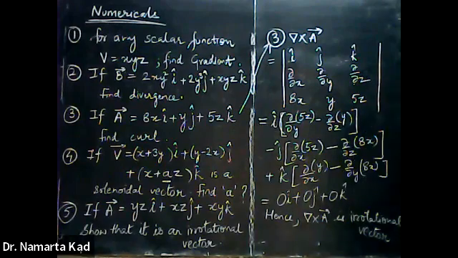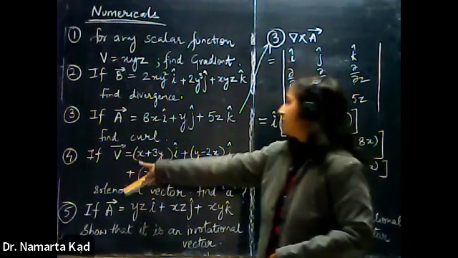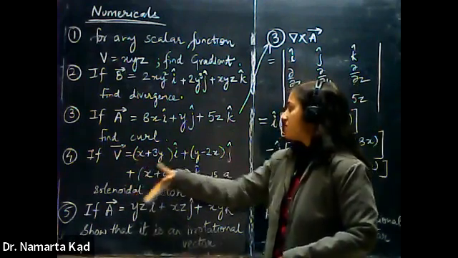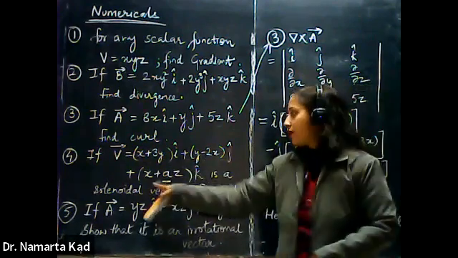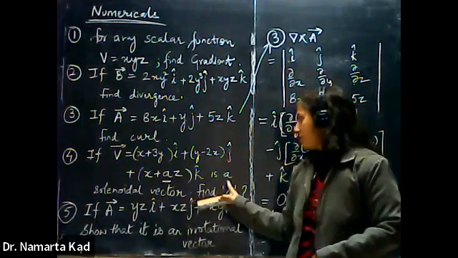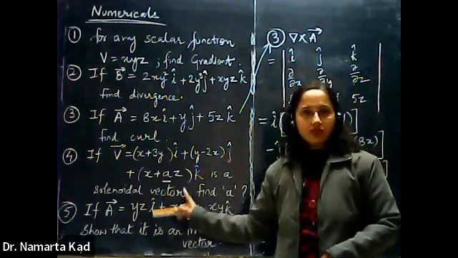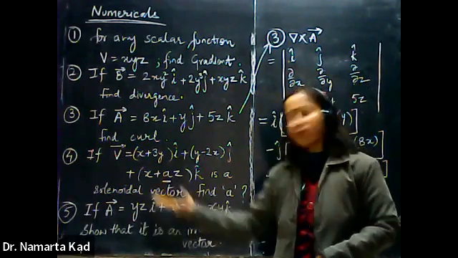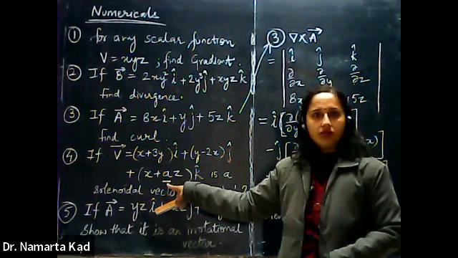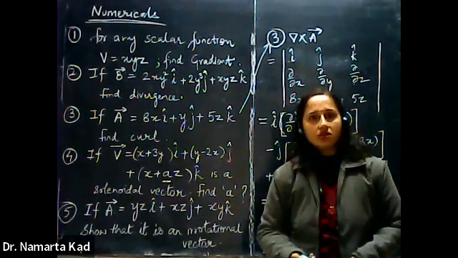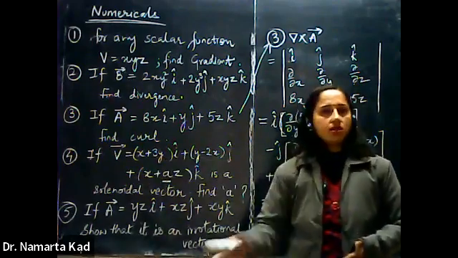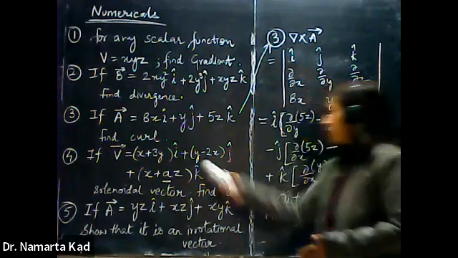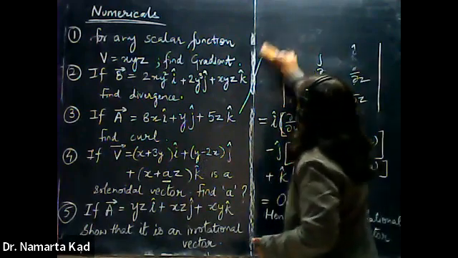Now let's start with the fourth question. In the fourth question, a vector is given, that is v vector is equal to (x plus 3y) i cap plus (y minus 2x) j cap plus (x plus az) k cap, and it is a solenoidal vector. The condition is given here that it is a solenoidal vector and you have to find the value of a. And what is the condition for a solenoidal vector? If del dot this v vector is equal to 0, then it is a solenoidal vector. Okay, so let's start with the fourth numerical now.